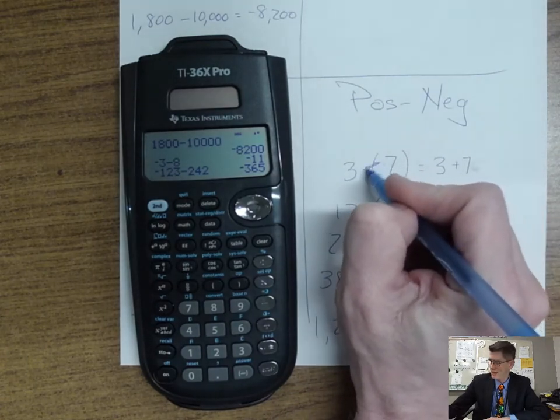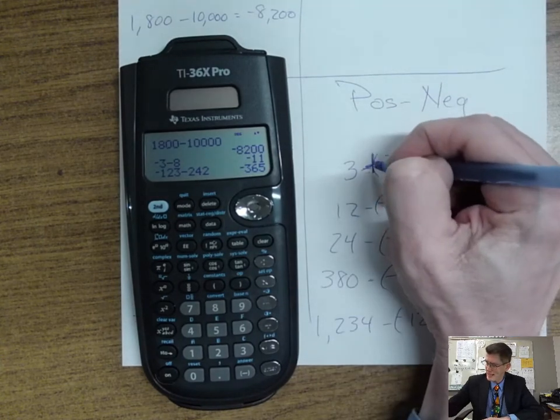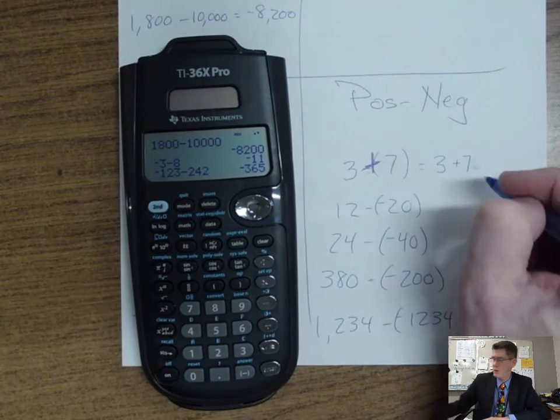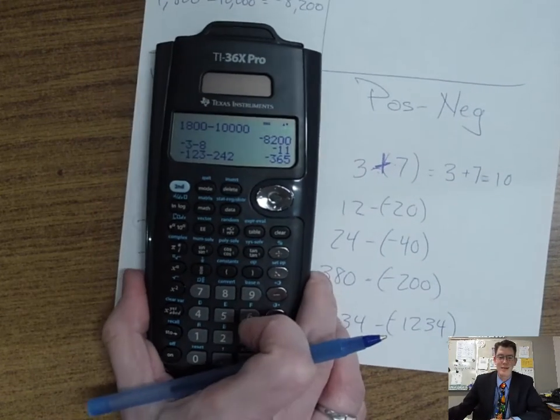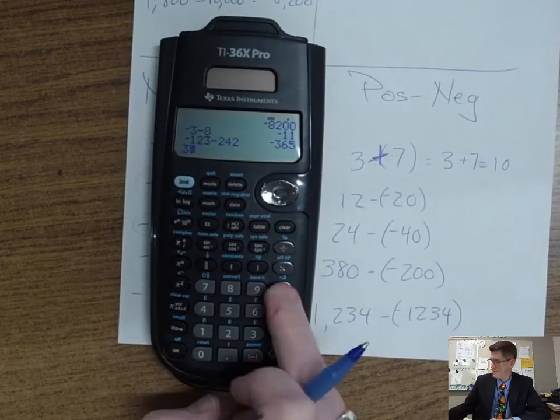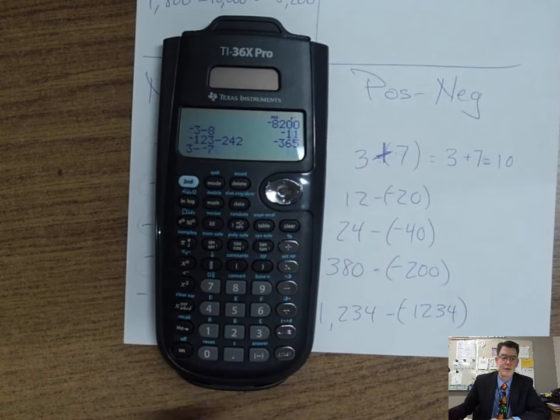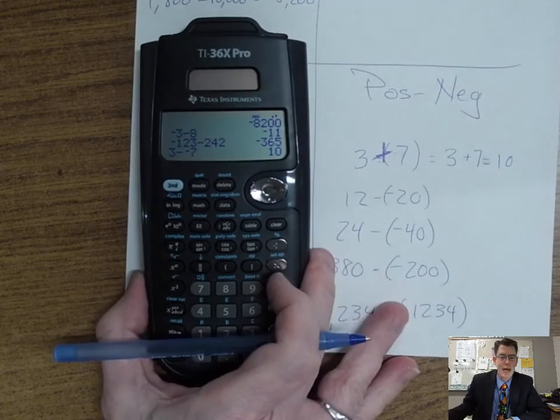I'm just going to squeeze a little plus in there and say, oh, now it's 3 plus 7. The answer is 10. Really? That's it? Yes, it is. 3 minus a negative 7 is 10.